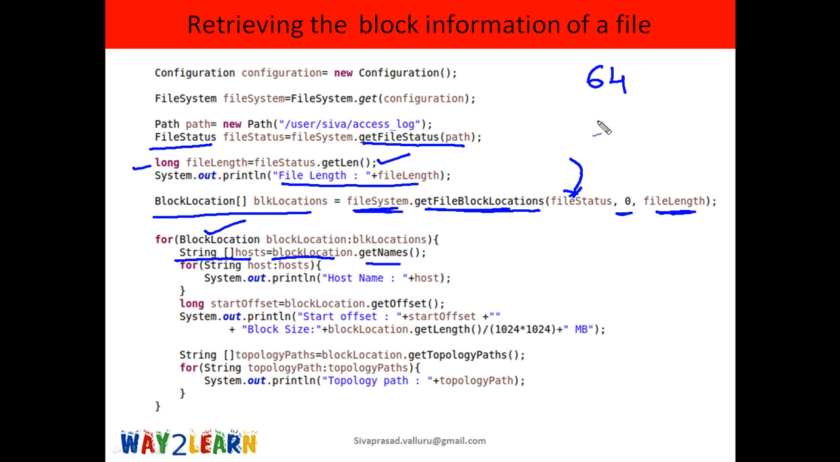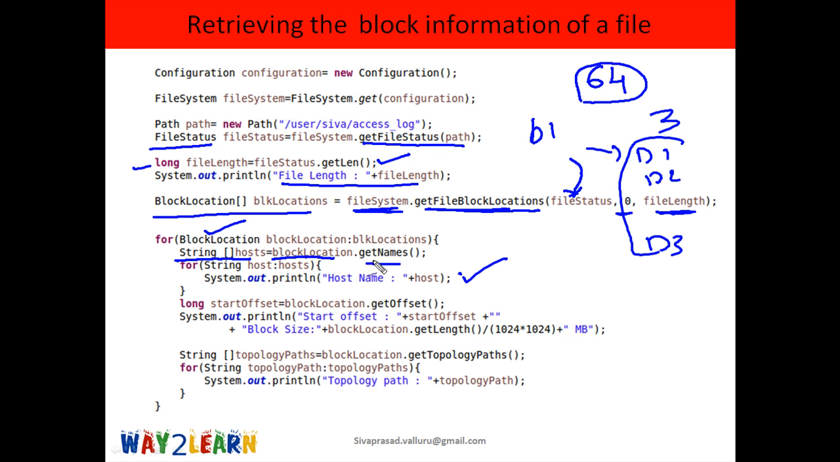Suppose the replication factor is 3, the same block will be present in how many hosts? 3 hosts, right? So it is giving me host names for each block. So block 1 might be present in data node 1, data node 2, data node 3. So block location.get names will give me the array of host names. I am printing all the host names in which the block is present.